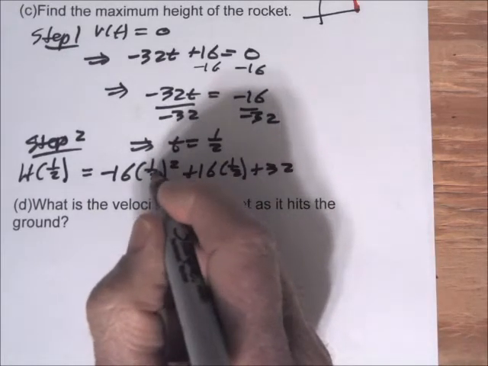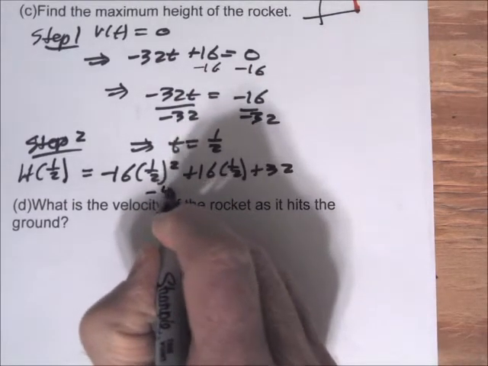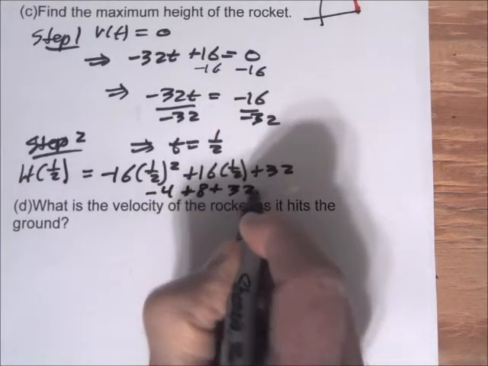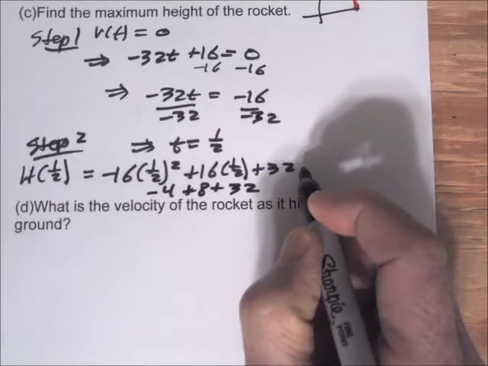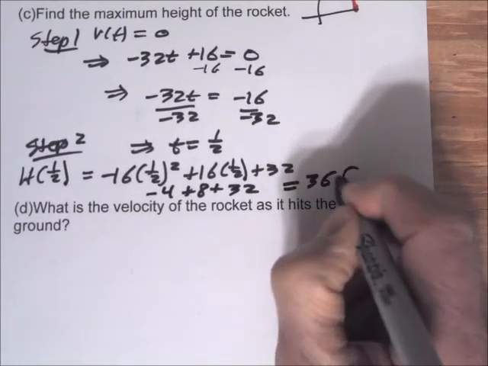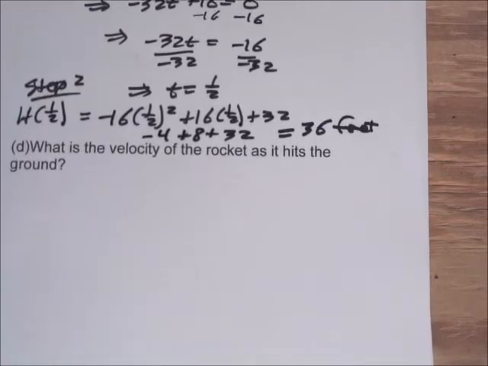1/4 squared is 1/4. A fourth of 16 is negative 4. Half of 16 is 8. So we have negative 4 plus 8 plus 32, and that's going to be 36 feet. So the maximum height is 36 feet. Next, the velocity as the rocket hits the ground.